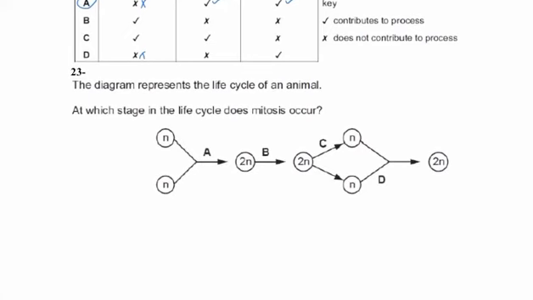23. The diagram represents the life cycle of an animal. At which stage in the life cycle does mitosis occur? So the option A represents fertilization, when the 2 haploid cells fuse to form a diploid zygote. So A is incorrect. B. The B stage shows that the cell is dividing and the chromosome number is maintained. So the answer is B, because they are asking about mitosis. When we talk about C, C represents meiosis, because the chromosome number is being reduced to half. There is reduction division. And D is again fertilization.